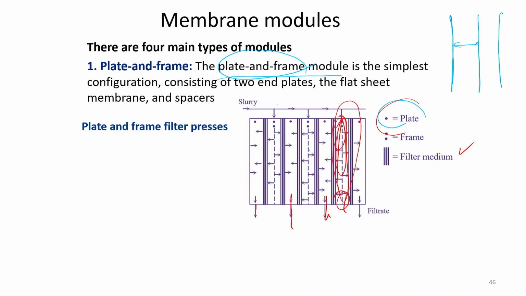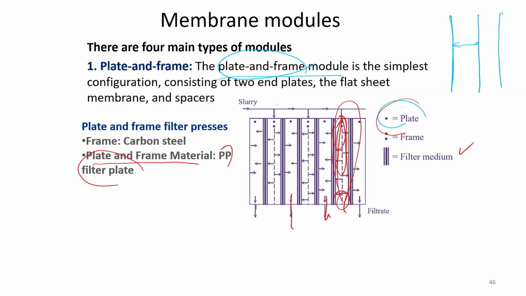So, plate and frame filter press, this is the diagram. The frame is basically made of carbon steel. So, these are the frames, carbon steel, and plate and frame metal. The plate is a PP filter plate, and for the filtration medium, any filter cloth or maybe membrane we can use.